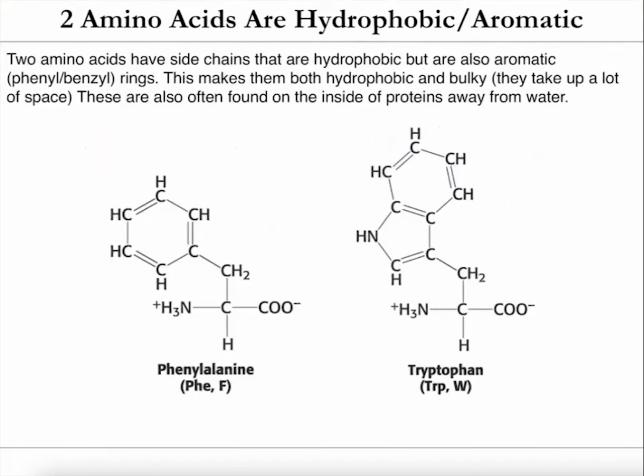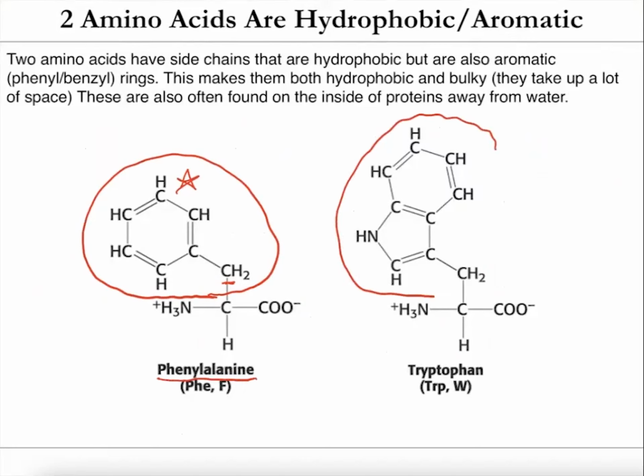So there's 2 amino acids that are hydrophobic but aromatic. One is phenylalanine, shown right here. This is the side chain. It's got just the CH2, and then it's got a benzyl ring right here. That's called phenylalanine. And the other one you might have heard of is called tryptophan. It has the same thing, a methyl group, but then it's got this thing called an indole, which is a complicated benzyl ring attached to a 5-membered ring that contains a nitrogen.